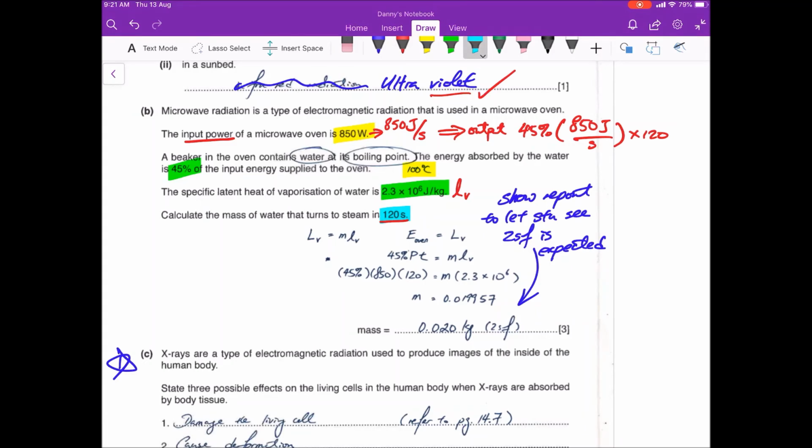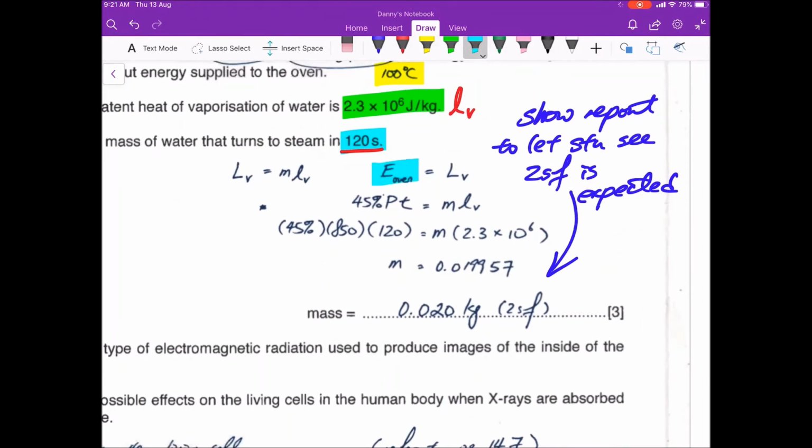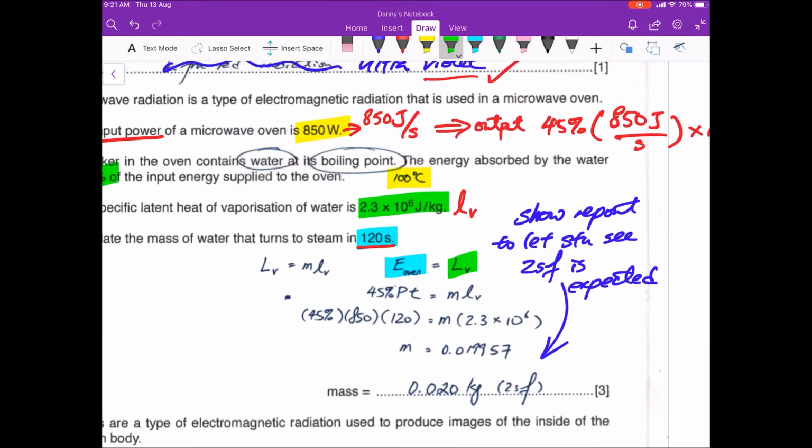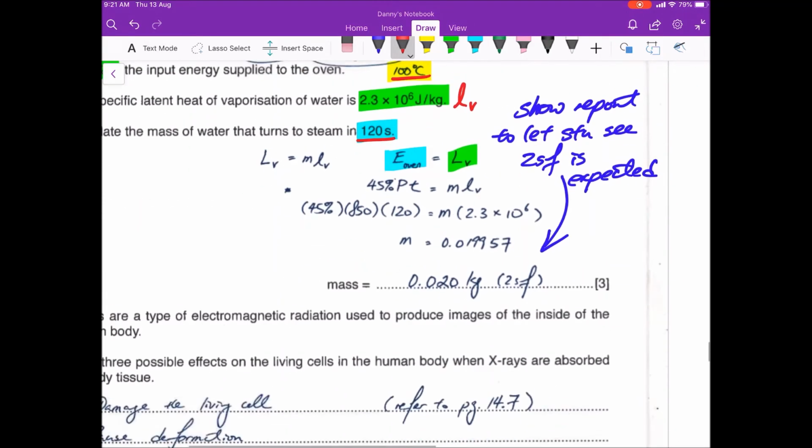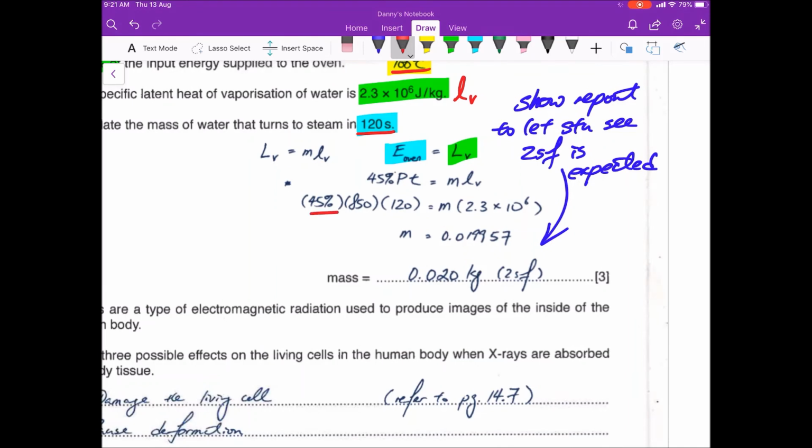So basically what I'm writing here is that the energy emitted by the oven will be absorbed by the water to change its state. That's why I put large L_v, which stands for latent heat of vaporization. There is no Q component here because the temperature will remain constant at 100 degrees C. So what I'm doing here is the 45% multiplied by the power, the input power of the oven, and I am only heating it for 120 seconds. So this is my input energy.